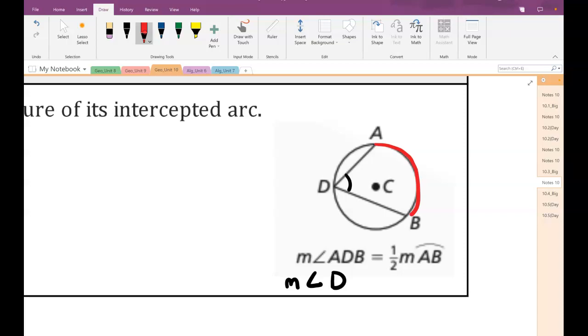So for example, if this angle measurement is 25, this arc would be 50. If this is 10, this is 20. If this is 100, this is 200. And we can go in reverse too. If we know this is 60, we know this has to be 30. If this is 40, this has to be 20. It's the difference between an inscribed angle and a central angle, where for central angles, the angle measurement and the arc measurement were the same. Now it's scaled up or scaled down by a factor of 2.